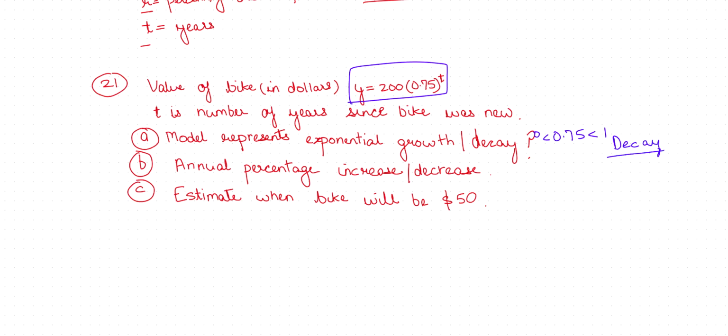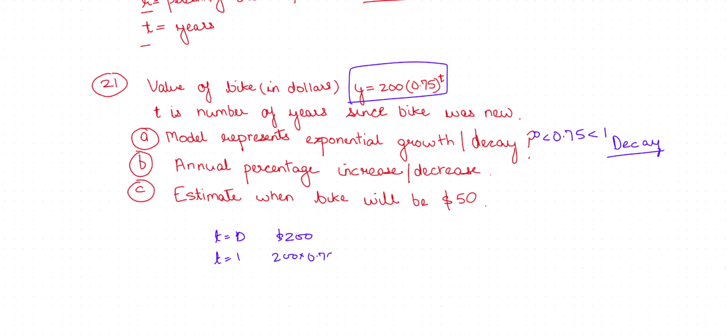When t is equal to 0, it was 0.75 raised to the power 0, so the bike was $200. And when t is equal to 1, then 0.75 times 200, and like that it keeps on decreasing. In the first year, when t is equal to 1, it will be 200 times 0.75, meaning 3/4.